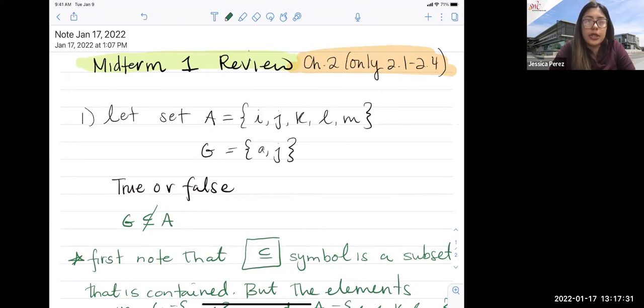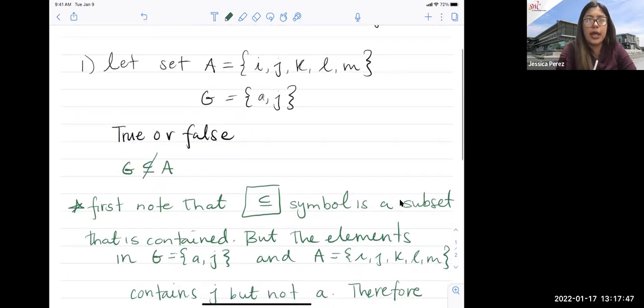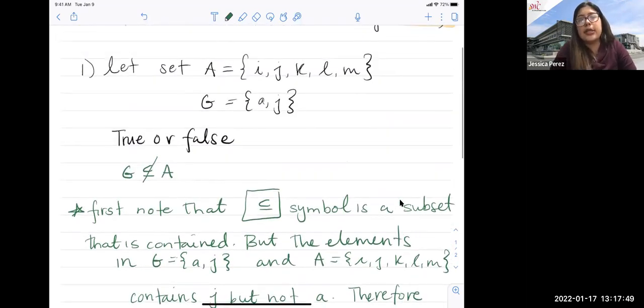So the first question that I have listed is, suppose that you have two sets, the set A, which has elements I, J, K, L, and M, and G is a set that contains only two elements, A and J. The first question is a true or false question, and it says, is G not a subset of A?